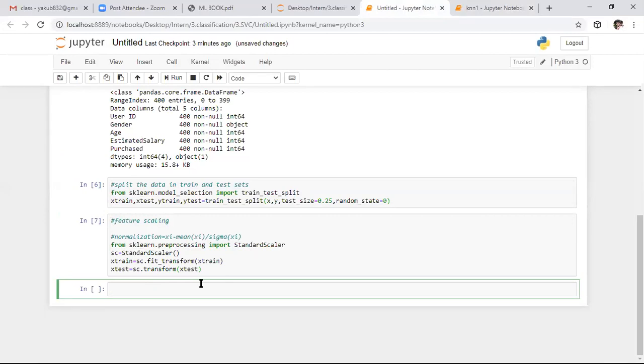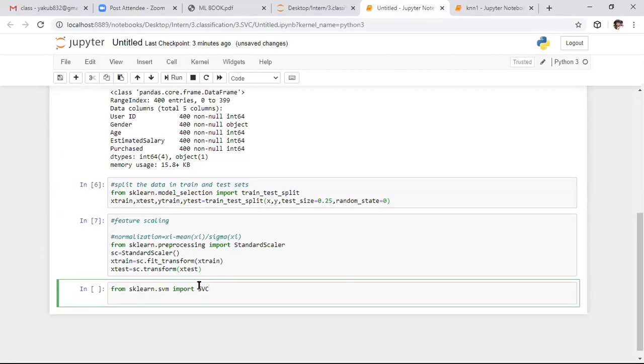So from sklearn dot, from the SVM family, the support vector machine family, we need to import SVC. From the support vector machine family, we need to import the support vector classifier. So here it is a classifier. SVC is the class name and SVM is the family. In the support vector machine family, we have the SVC classifier, the support vector classifier.